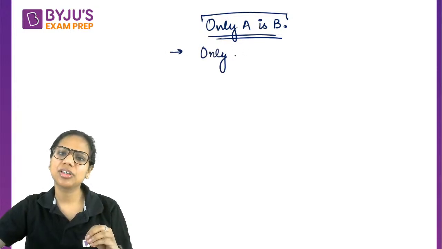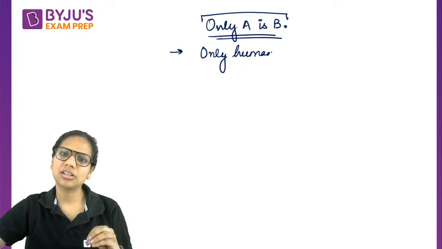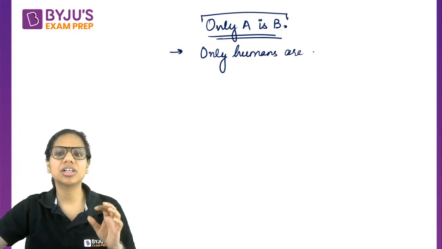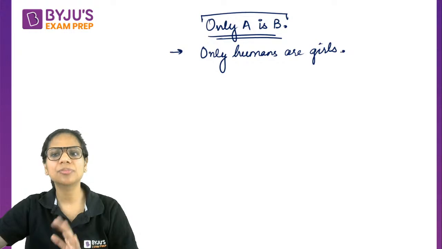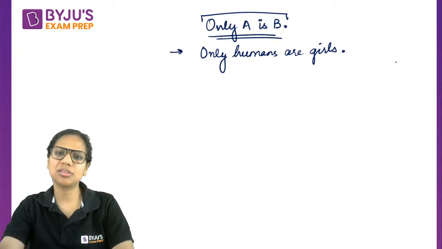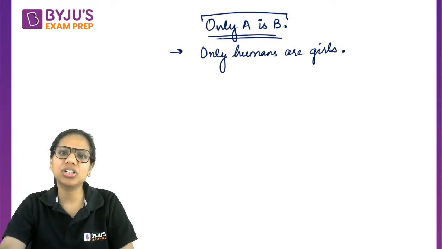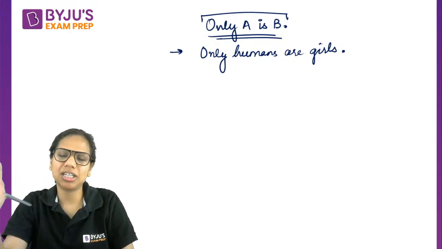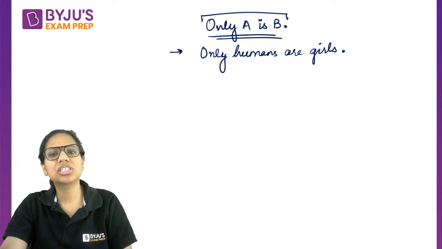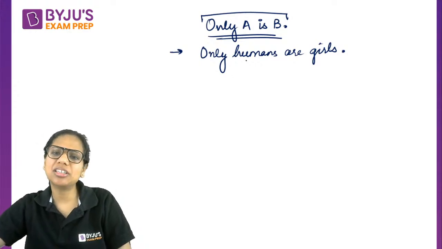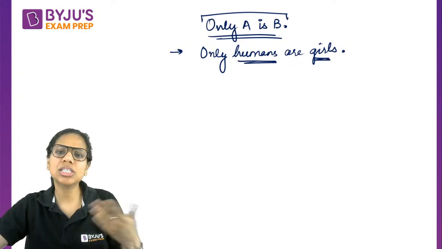Only humans are girls. We don't have to assign a lot of meaning to it, right? Only humans are girls. Makes sense also, right? Usually we use the term girl for a human being, right? Only humans are girls. If I ask you to present this on a Venn diagram where one circle is of humans, one is of girls, how will you draw it?